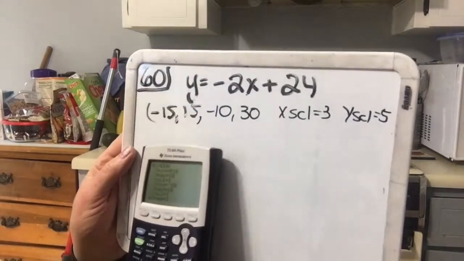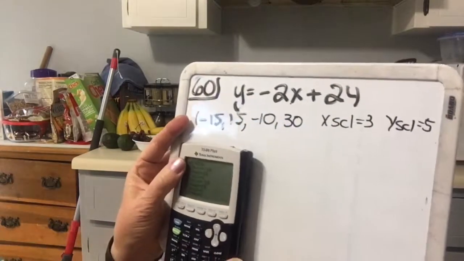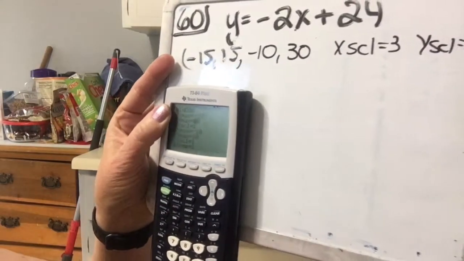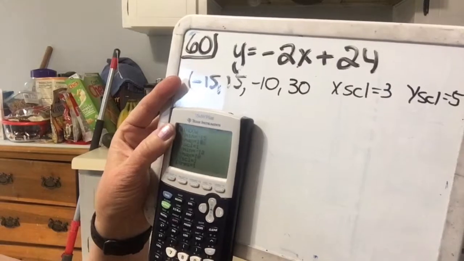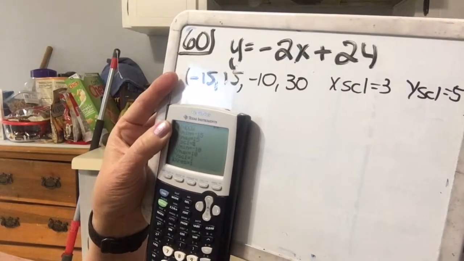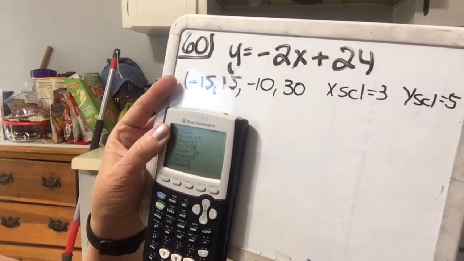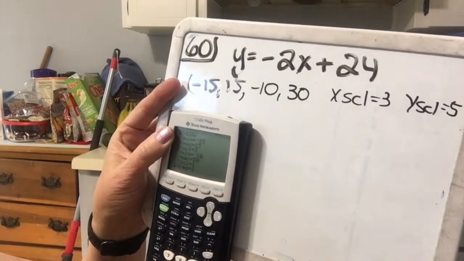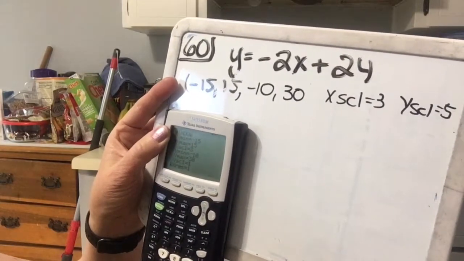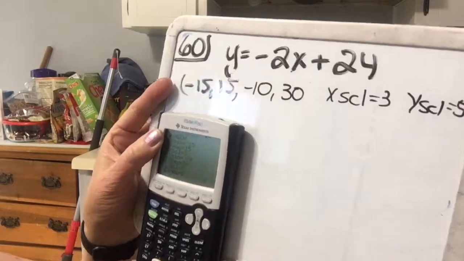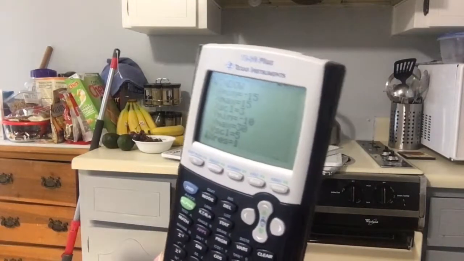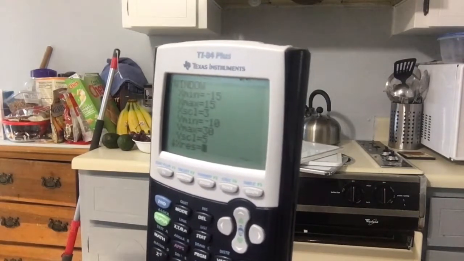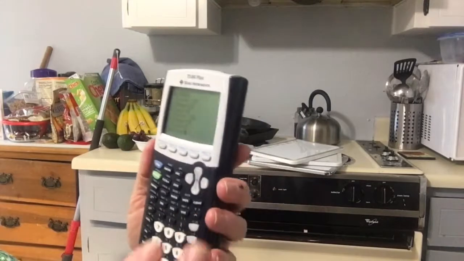So let's put those in on our calculator. Instead of a negative 10, I'm going to put a negative 15. And then instead of a 10, I'm going to put a 15. And then the x scale is going to turn to a 3. And then I'm going to put in a negative 10, which is already there, and a 30. And then a y scale of 5. So I've cleaned up my window to be what they said the window should be. Okay, hopefully you can see that. So now I'm going to graph.